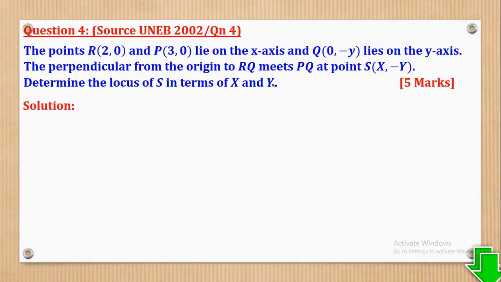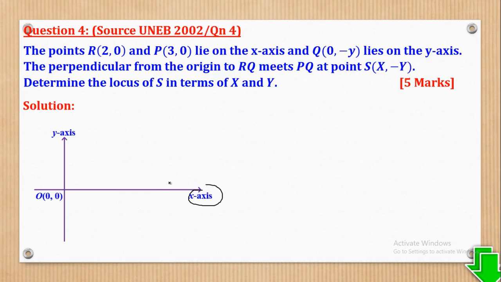So here the best thing to do is to first make a sketch of what is given. So I shall draw the axes, x axis and y axis, and label them. So these axes have to be labeled. So this is the origin O.